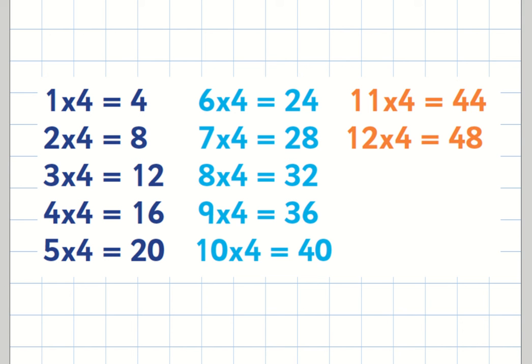1 times 4 is 4. 2 times 4 is 8. 3 times 4 is 12. 4 times 4 is 16. 5 times 4 is 20. 6 times 4 is 24. 7 times 4 is 28. 8 times 4 is 32. 9 times 4 is 36. 10 times 4 is 40. 11 times 4 is 44. And 12 times 4 is 48.